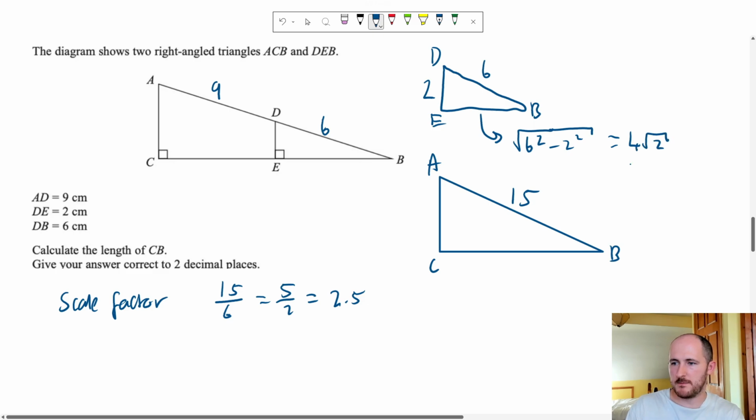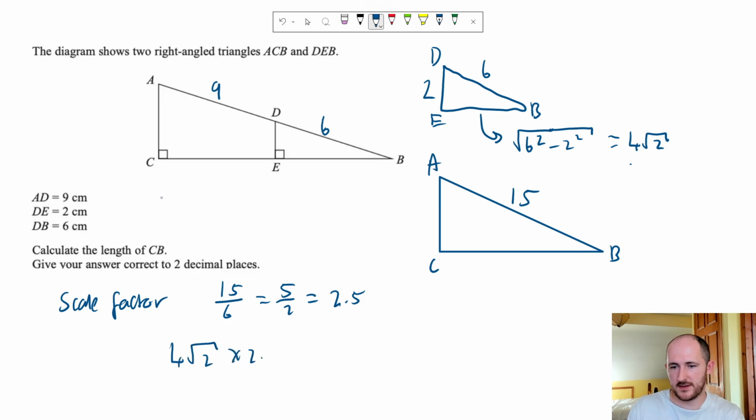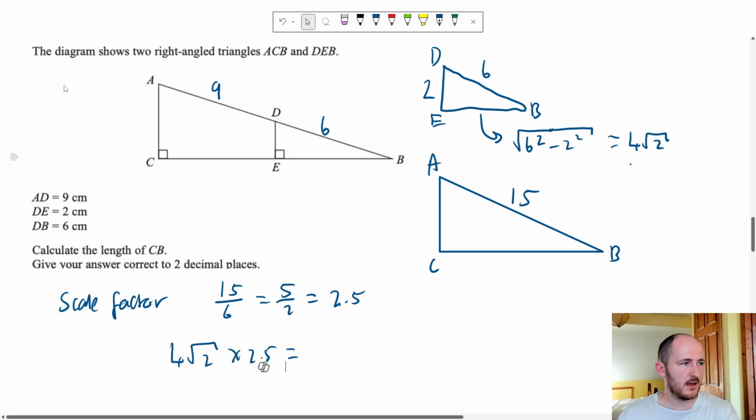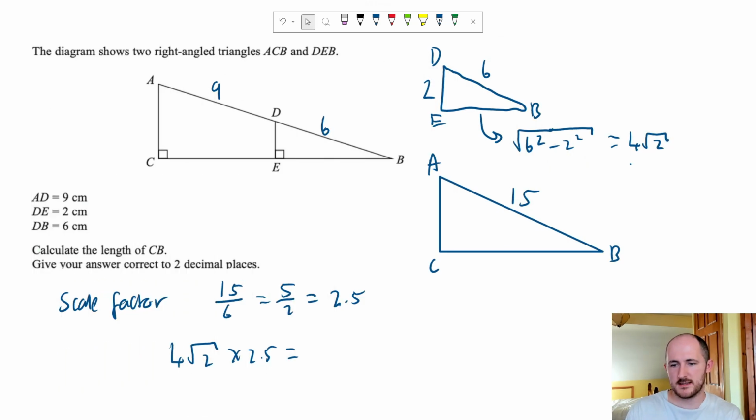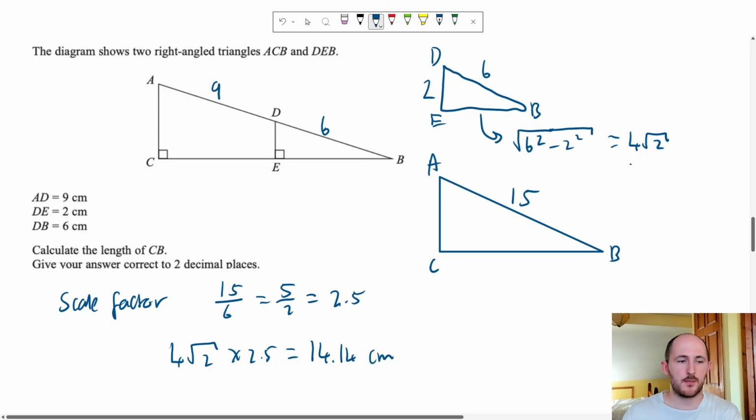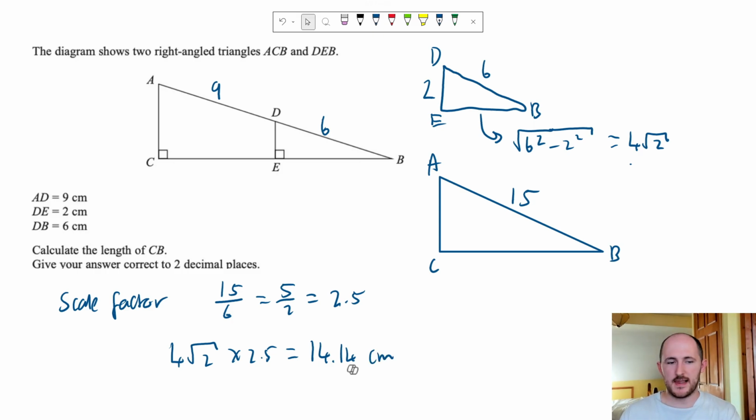Which means to go to the bigger shape, we need to take that number and do 4 root 2 times 2.5. So we're going to do answer times 2.5. And it says give it to 2 decimal places. So that gives me 14.14 centimeters. So again, sometimes you are expected to be able to separate the triangles out. So let's see what we have next.